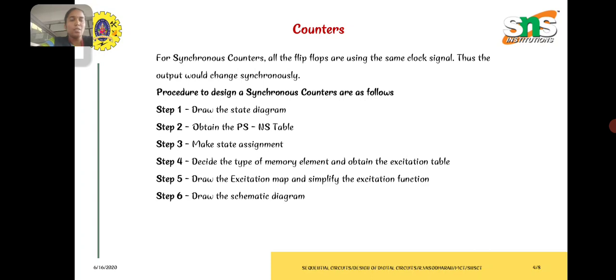The procedure is as follows. Step 1 is to draw the state diagram for the given problem. Step 2 is to obtain the present state and next state table from the state diagram. Step 3 is to make the state assignment for the present state next state table. Step 4 is to decide the type of memory element, that is, which type of flip-flop we will use, and then obtain the excitation table. Step 5 is to draw the excitation map and simplify the excitation function. And step 6, the final one, is to draw the schematic diagram for the excitation function. This is the procedure to design synchronous counters.